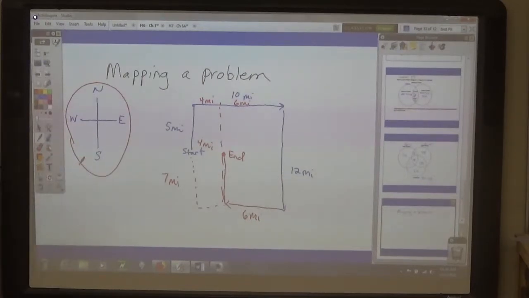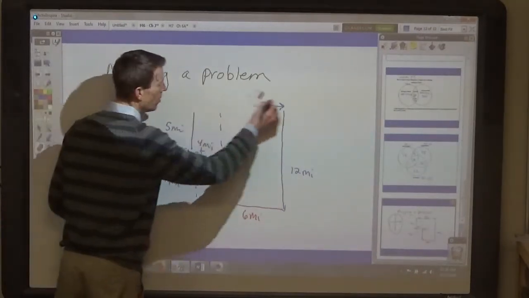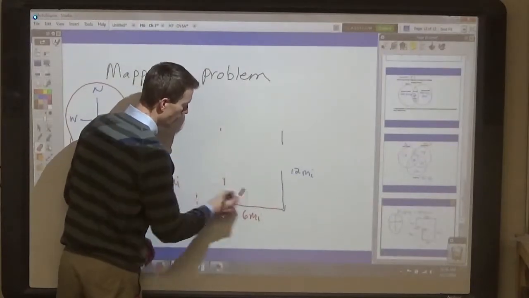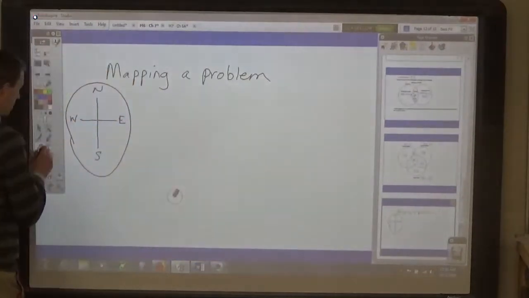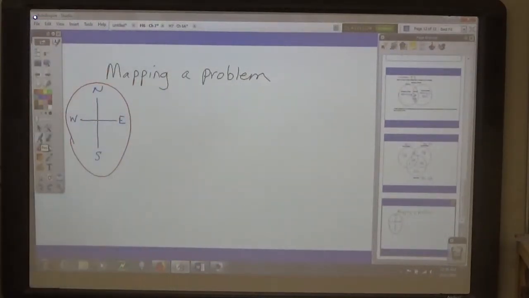Look at number 3. Bob, Fran, Pat, and Nino all take the same bus to work. Bob's office is 12 blocks north of Fran's office. So if we're going to map this out, use the compass rose, label a starting point. It says Bob's office is 12 blocks north of Fran's office.